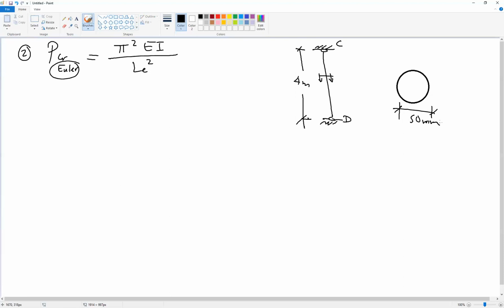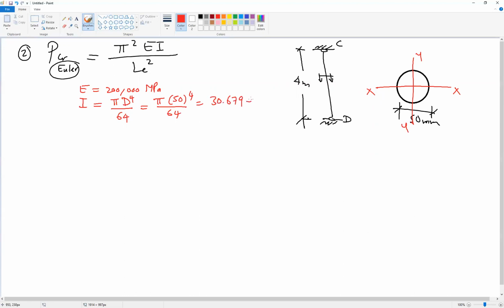So E equal to 200,000 megapascal. I, what do you think here, Ix or Iy? For a circular member, it is symmetric in all directions. So I equals pi d to the power 4 divided by 64, so pi times 50 to the power 4 divided by 64. This gives us I equal to 30.679 multiplied by 10 to the power 4 millimeter to the power 4.